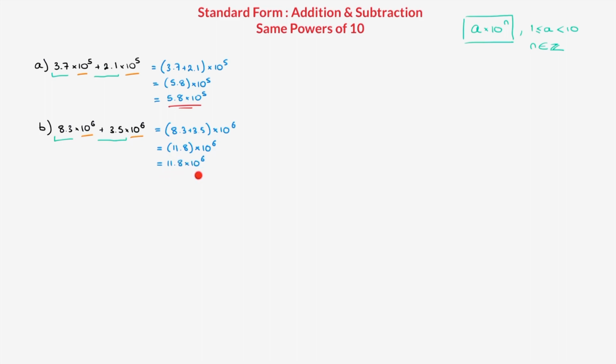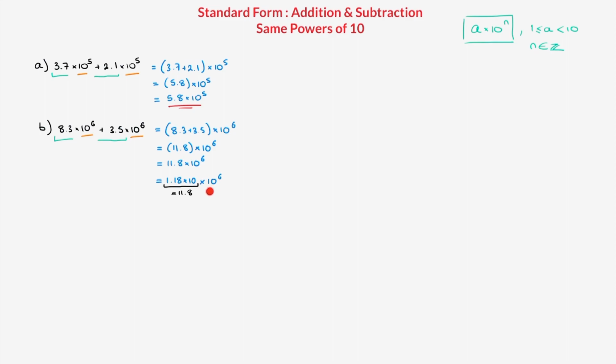And at this stage, although one may be tempted to stop, we need to carry on. Indeed, because 11.8 is greater than 10, we need to take a factor of 10 out of it. Here's what I mean. I'll go ahead and rewrite 11.8 as 1.18 times 10. And just to be clear, 1.18 times 10 is equal to 11.8. And that's still multiplying 10 to the power of 6. That was our power of 10.